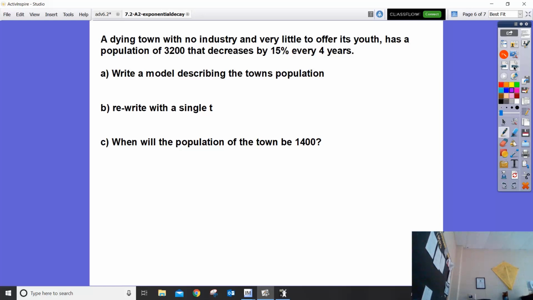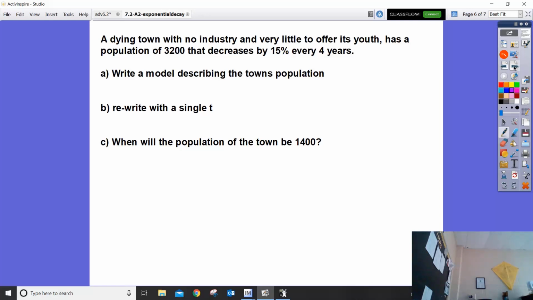Who's this question about? No, it ain't Palmersville. Palmersville don't have 3,200 people. This is Dresden. A dying town with no industry and very little to offer its youth has a population of 3,200, which increases by 15% every 4 years. We're going to skip over B. Part A is to write a model describing the town's population.